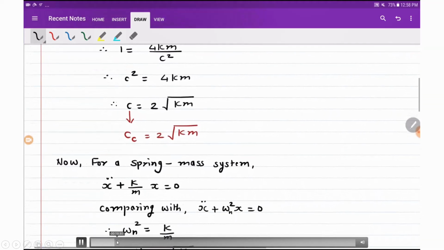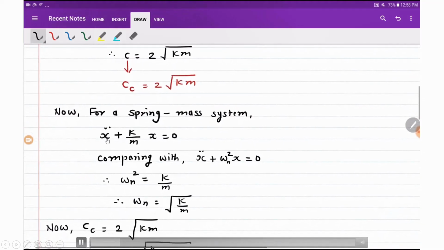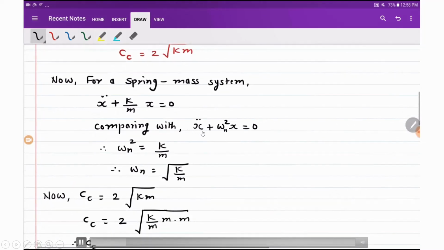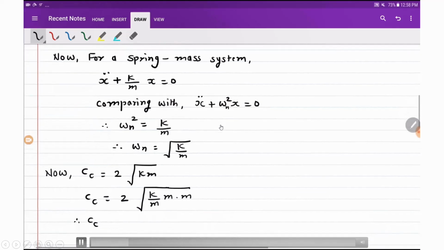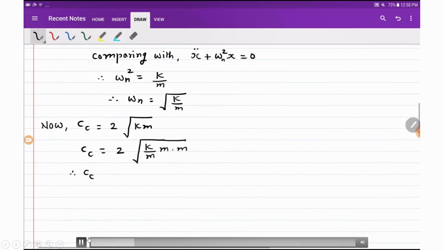So for a spring mass system, if x double dot plus k by m x is equal to 0, and if you compare it with x double dot plus omega n square x is equal to 0, then we have omega n square equal to k by m, or omega n is equal to square root of k by m. So this we already know. So Cc is 2 root km.